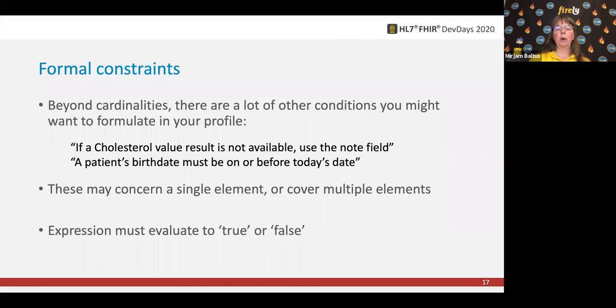If we look at these requirements, you can see that the first one is using two elements. We have the value result that we use, we check for a value, and we can also use the note field. So there's two elements within that observation resource that we use for that first requirement. The second one just checks the patient's birth date field. So it's up to you when you are going to do profiling to see whether you have multiple elements involved in this rule or just a single element. But of course, it's important that you create an expression that then will evaluate to that true or false value.